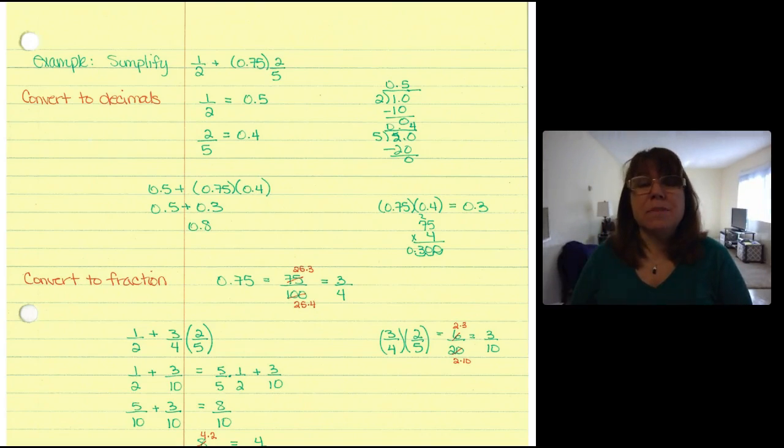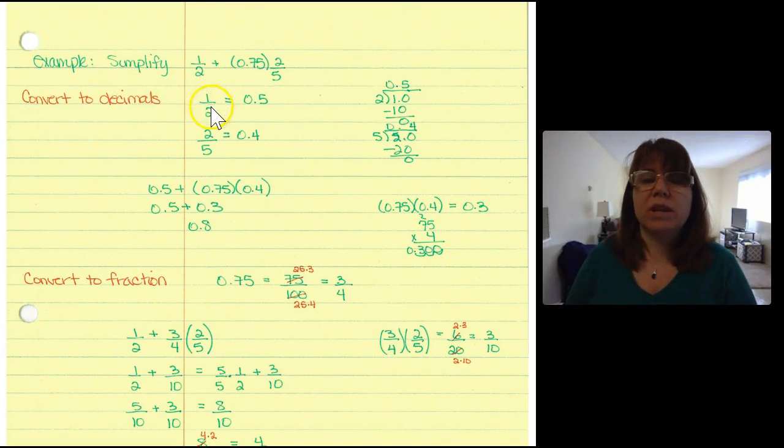Ultimately, when you see these mixed problems where you have decimals and fractions, you can choose whether to change everything to decimals or everything to fractions. Maybe one way is a little bit easier for you than the other way. So I've used an example of 1/2 plus 0.75 times 2/5, and I've done it both ways, converting to decimals and then converting to fractions. So I'm going to start with converting to decimals.